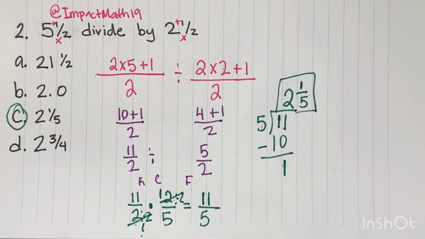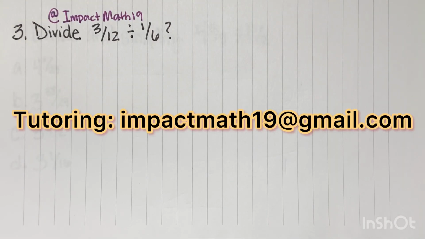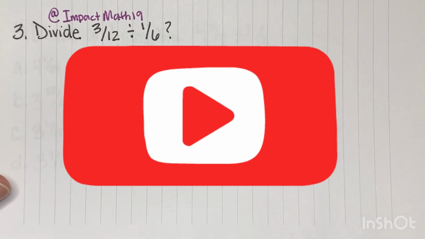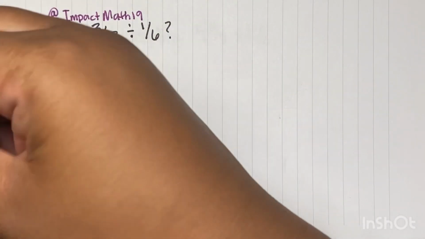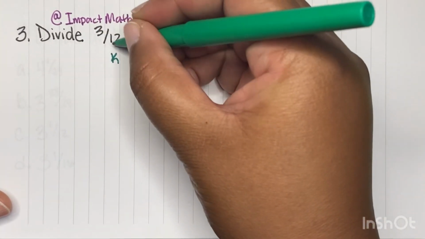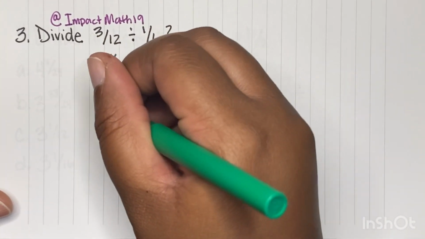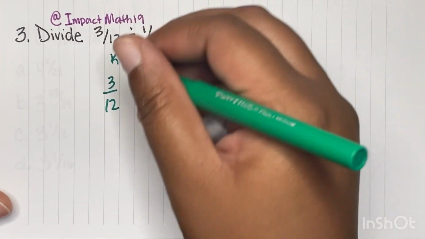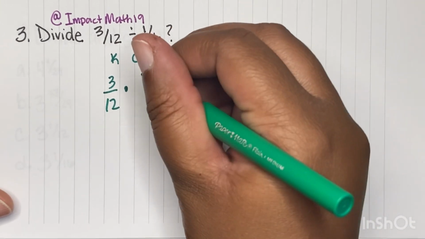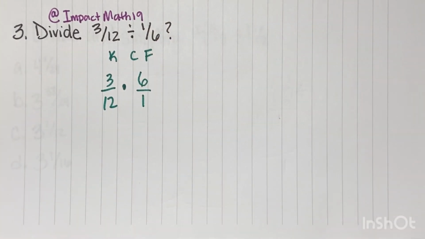Number 3. Divide 3 over 12 divided by 1/6. All right, so we can go straight to keep, change, flip, okay? So we're going to keep this the same, 3 over 12, and we're going to change this division sign to times, and we're going to flip this to its reciprocal and make it 6 over 1.